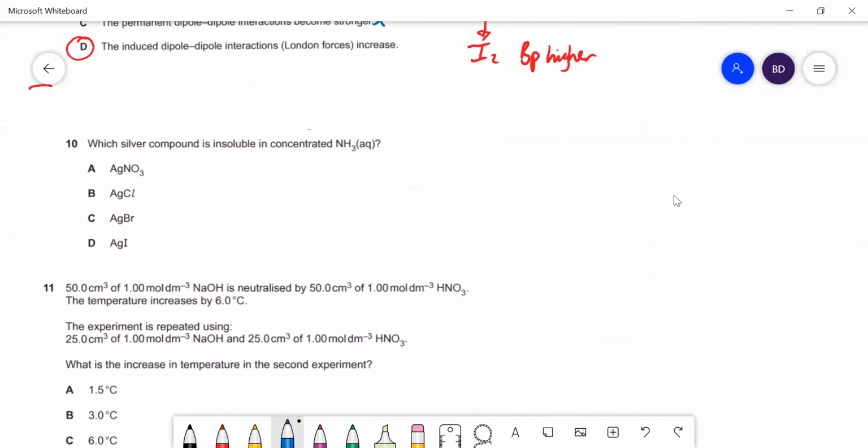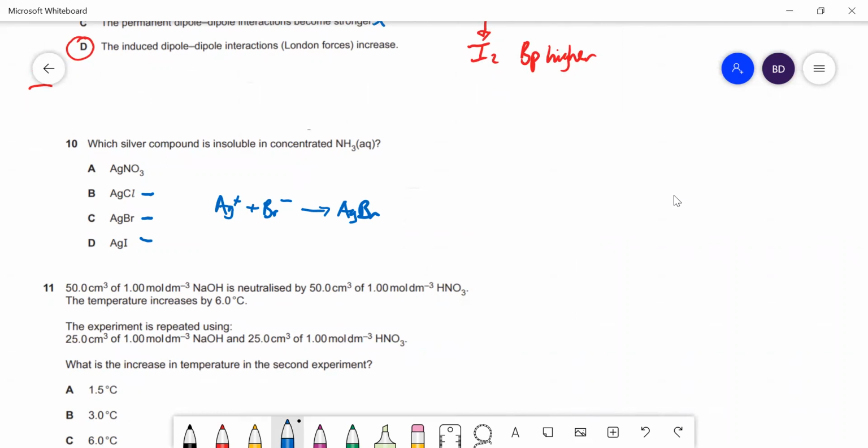Which silver compound is insoluble in concentrated ammonia? Insoluble. Right, now remember, when you're testing for halides, you add silver nitrate. And if you've got a halide ion around, you get AgCl, AgBr and AgI, and that will give you a white precipitate, that will give you a cream precipitate, and that will give you a yellow precipitate.